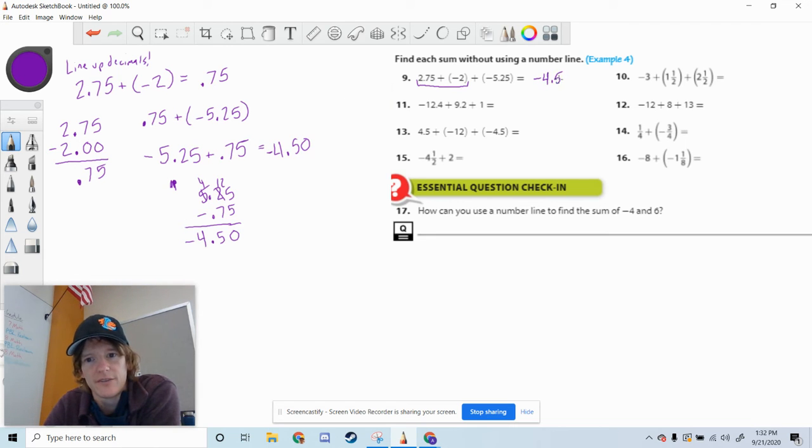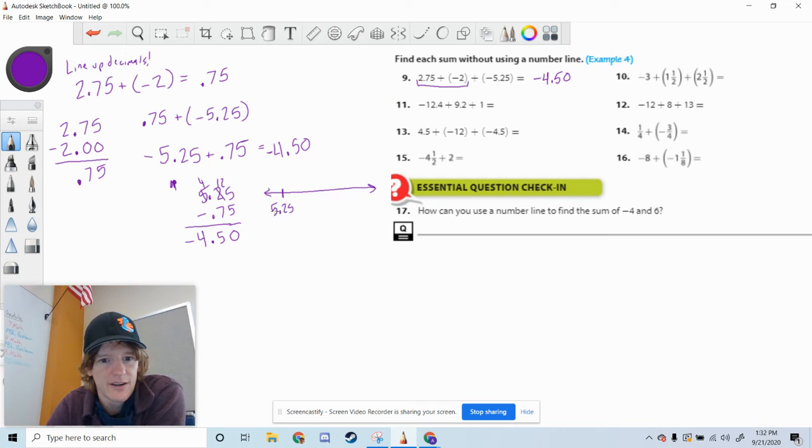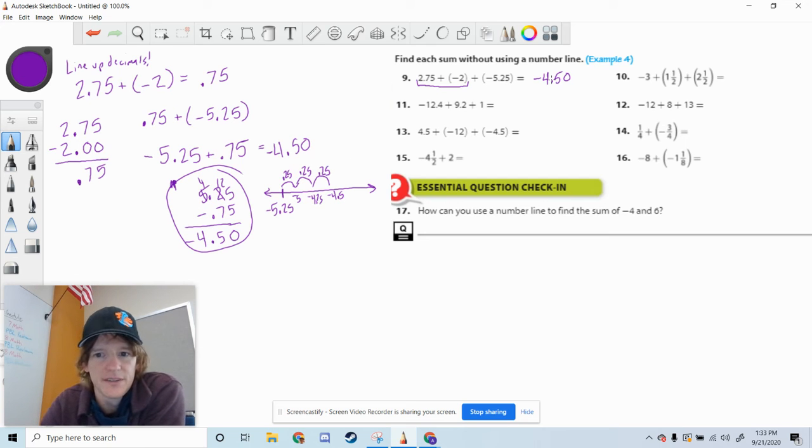Negative 4.50. Now let me show you why I would prefer a number line on this problem. If we're going to start at negative 5.25, I need to go to the right by 0.75. So I go over 0.25 three times, 0.25, 0.25. And that's what I would do. I'd go to the right by 0.25 because this would put me at negative 5, negative 4.75, and negative 4.5. And I really truly believe this number line is a lot easier than processing this method. So there we are with that.